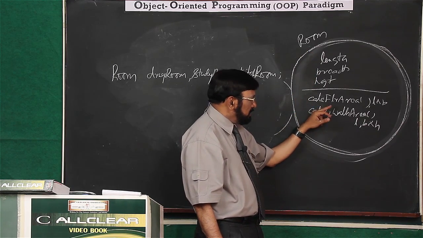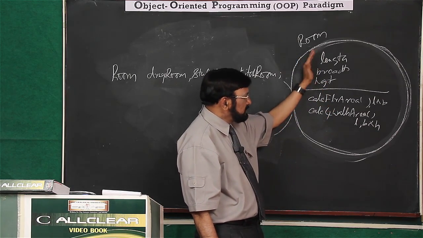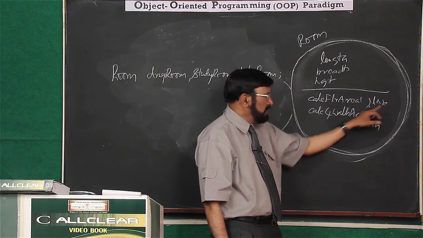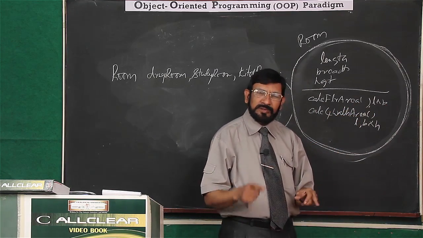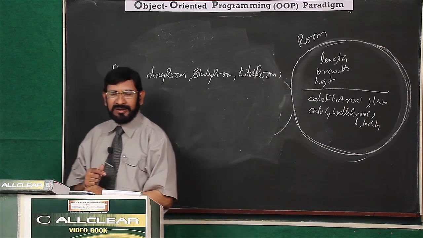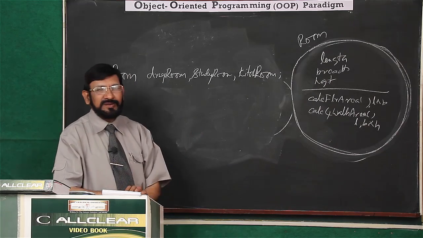And these functions, in order to act upon the data, explicitly you have to pass data. For this function, you have to pass L and B. For this function, you have to pass L, B and H explicitly. Understand? It creates a lot of problems. Here, such a thing is not there.